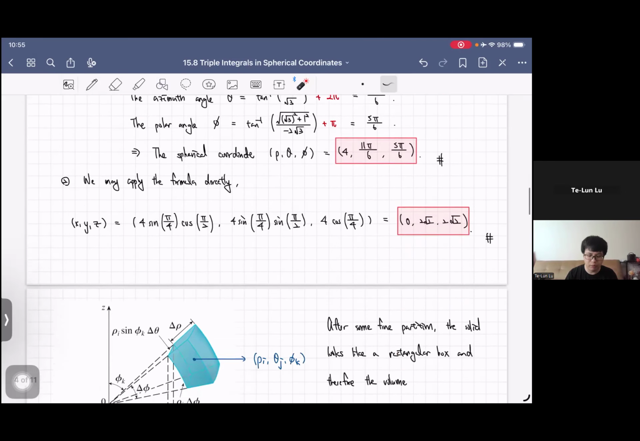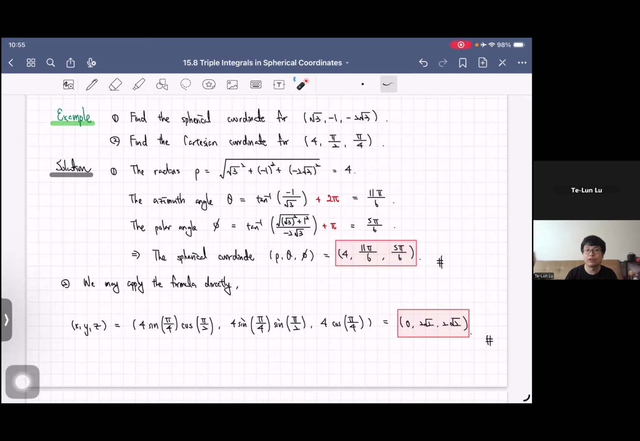Right. So now we're familiar with the spherical coordinates. We can now perform the integration over this coordinate, just like in the case of cylindrical coordinates. But the difference here is that we have to reevaluate the volume change under this spherical coordinate.